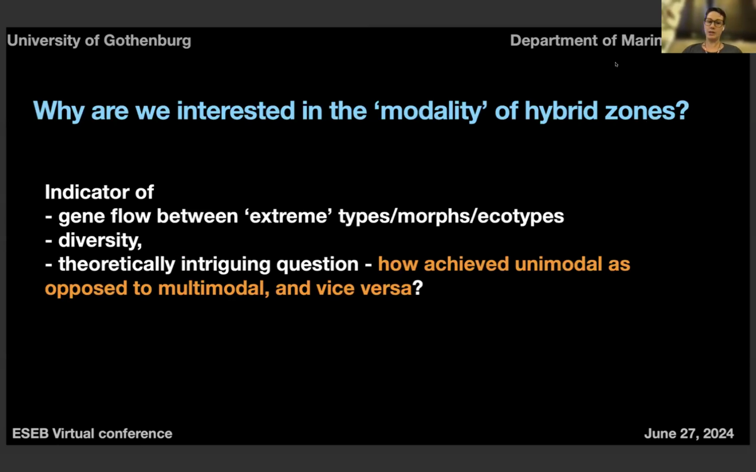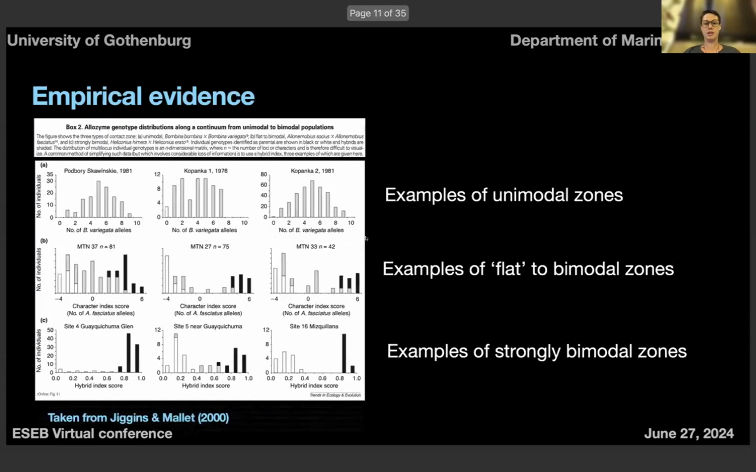Well, for example, it's an indicator of gene flow between these extreme types. It's an indicator of diversity, but it's also a theoretically intriguing question. So how do we achieve unimodal as opposed to multimodal distribution locally and vice versa? And as you will see, it's actually quite difficult to escape unimodality. This is not a very new question, of course. It's been around for some time.